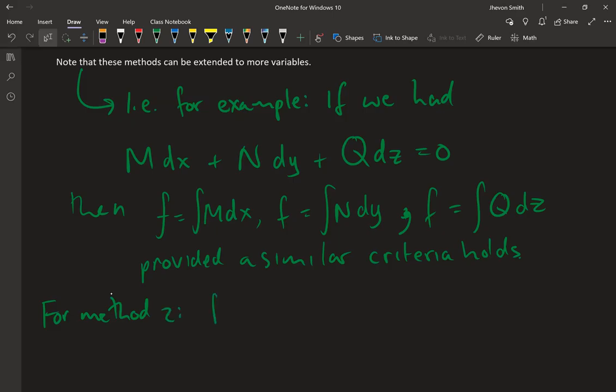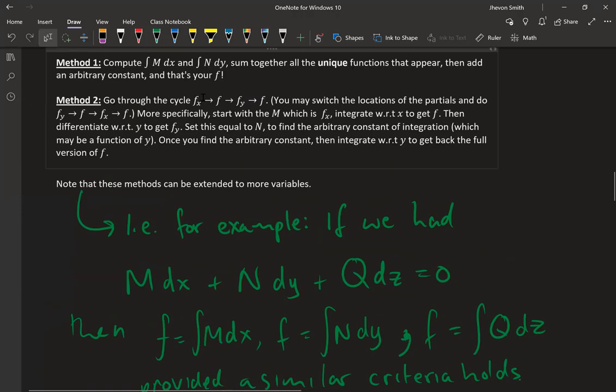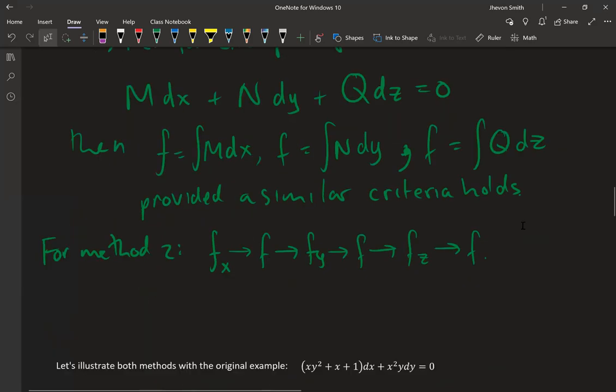you could actually just start with one function, say the f sub x, integrate to get the f, differentiate to get the fy, integrate to get the f, differentiate to get the fz, integrate again to get the f. So the cycle, as long as you go through all partial derivatives, jumping back to the original function in between them and picking up clues, you can actually do that. So here is the cycle for a two-dimensional thing where only x and y are the variables. But if you have three, you can just extend the cycle.